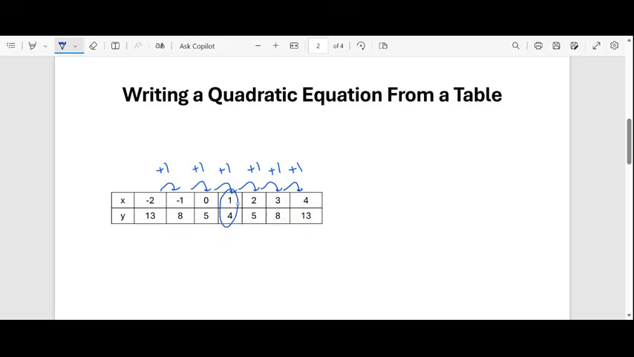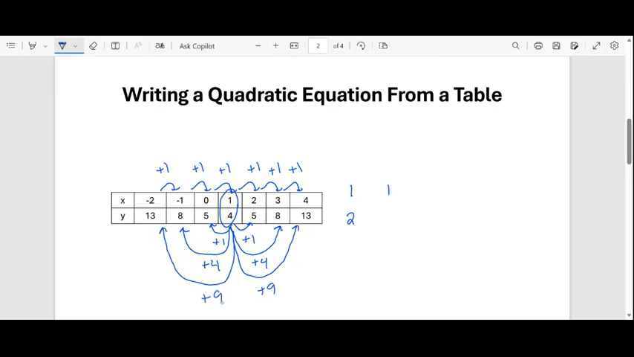So my vertex is here at 1, 4. If I go left or right 1 square from the center, I'm going up 1 square. If I go left or right 2 squares from the center, from 4 to 8 is plus 4. If I go left or right 3 squares from the center, from 4 to 13 is up 9. So 2, 4, and 3, 9. So I know this is a standard x and x squared pattern about the vertex table. So again, my coefficient is 1.